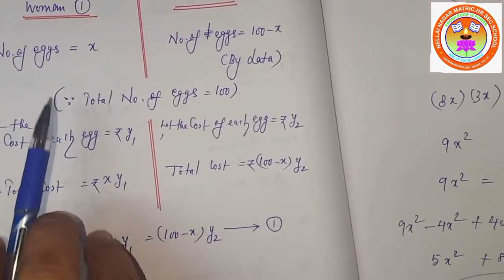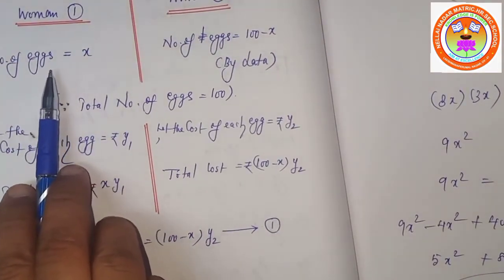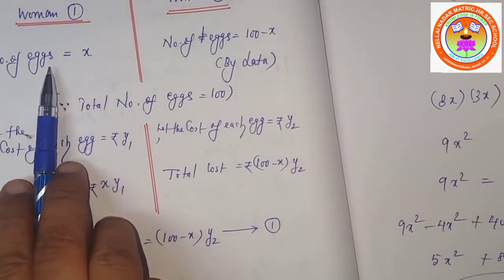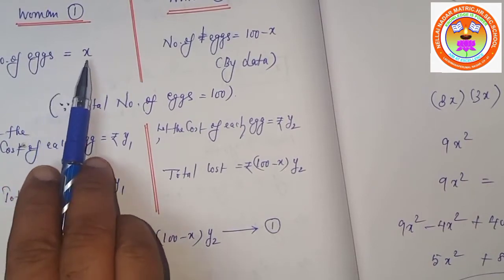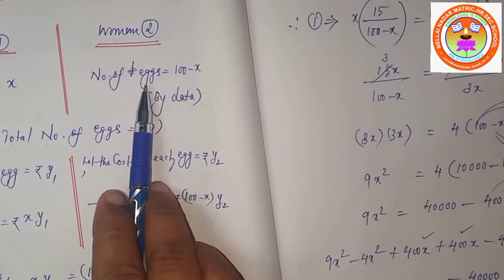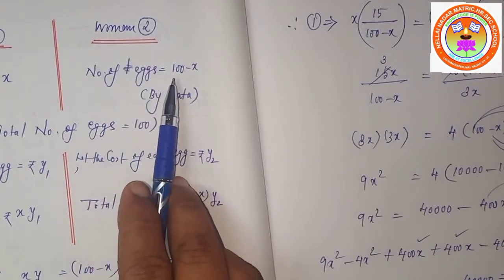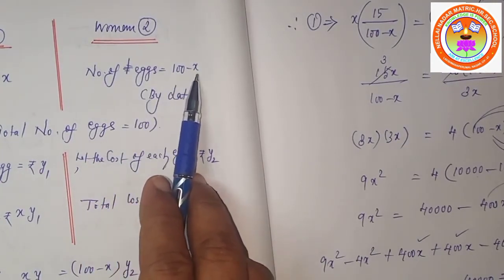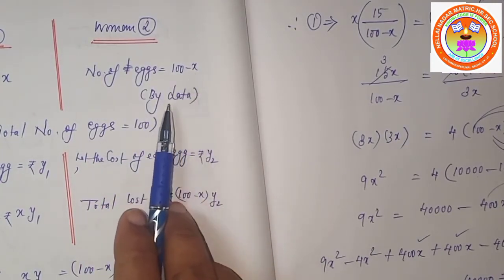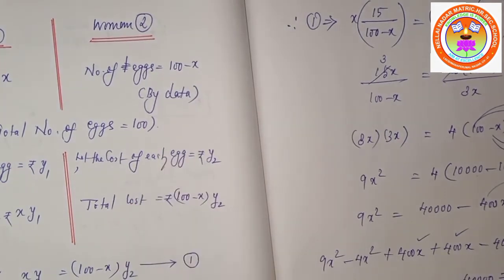That means the number of eggs woman 1 has in the beginning equals 40 eggs. Number of eggs woman 2 had in the beginning was 100 minus 40. 100 minus 40 equals 60. Correct?